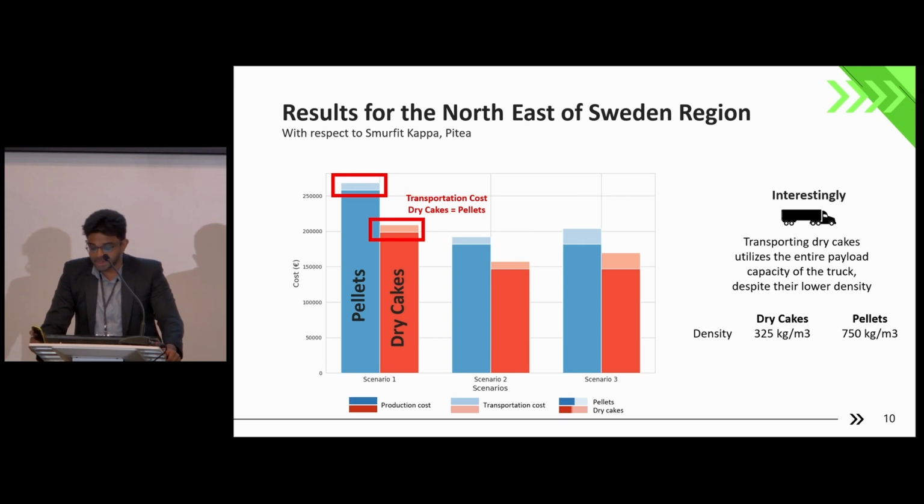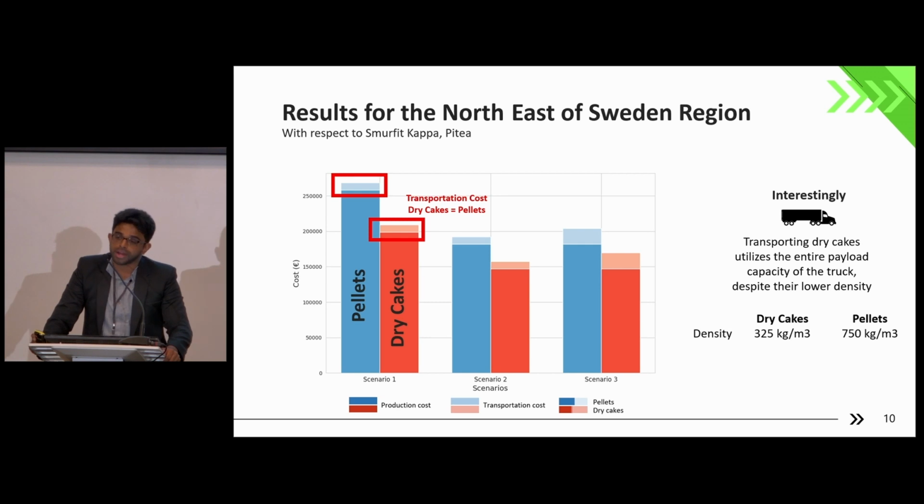But interestingly, if we were able to utilize the entire payload of the truck, which means we can transport dry cakes or pellets, it doesn't matter, the cost will be the same.